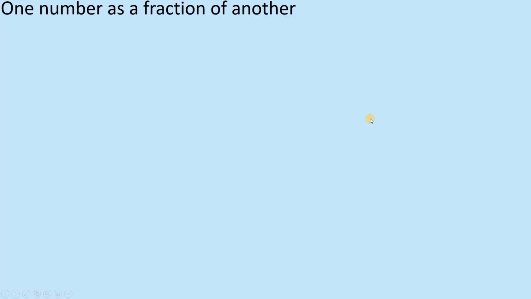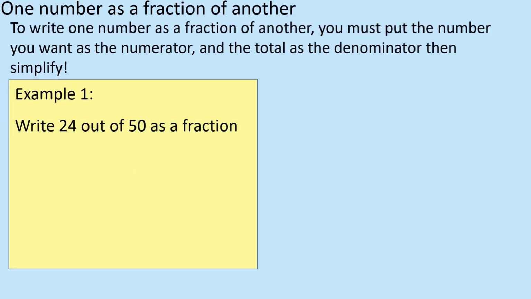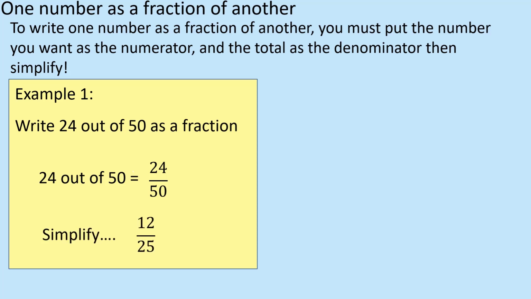All right, so one number is a fraction of another. So if I said write 24 out of 50 as a fraction, well, this is again relatively straightforward because you can just put 24 out of 50 as a fraction and then simplify it. So 24 out of 50 is 24 over 50 and then simplify it. So if I simplify it, then that's 12 over 25.